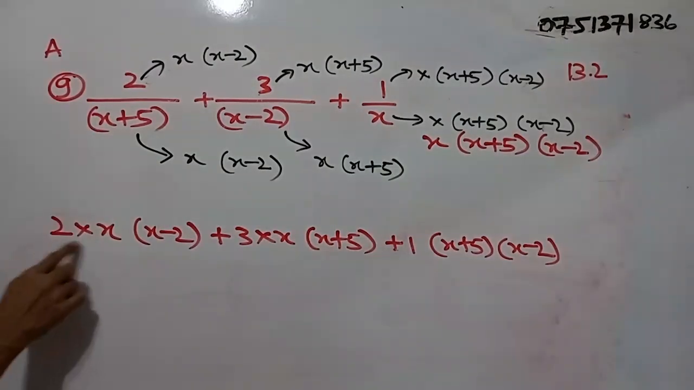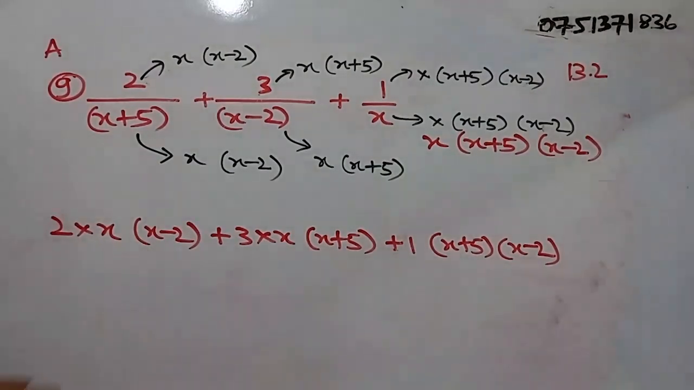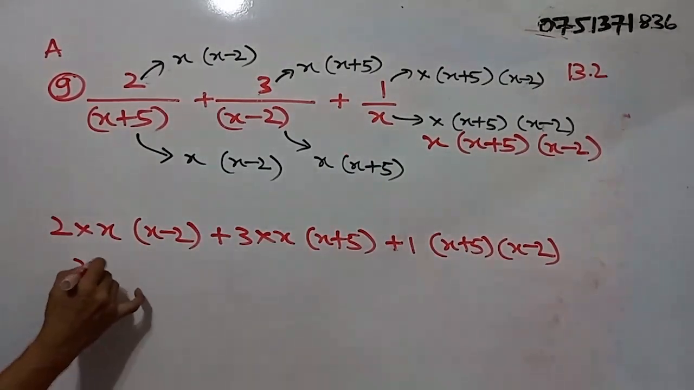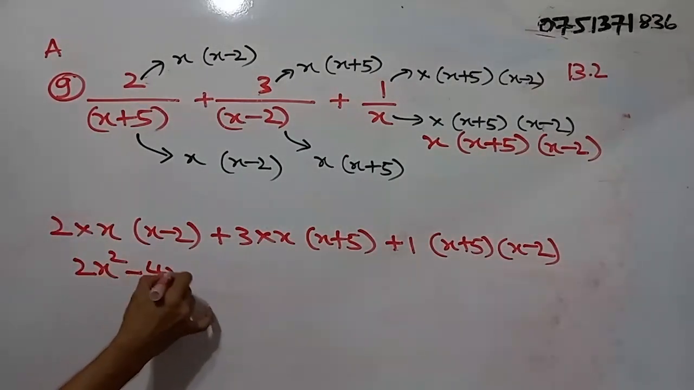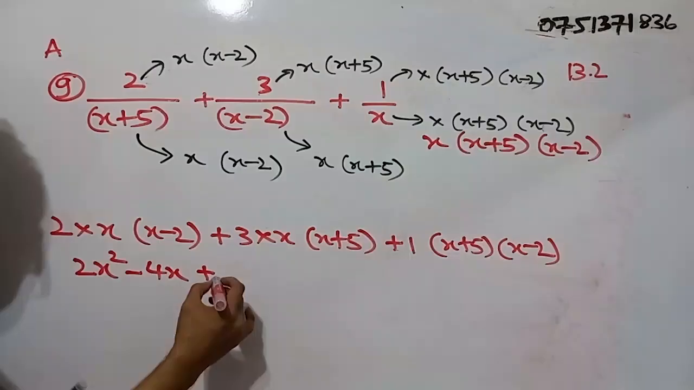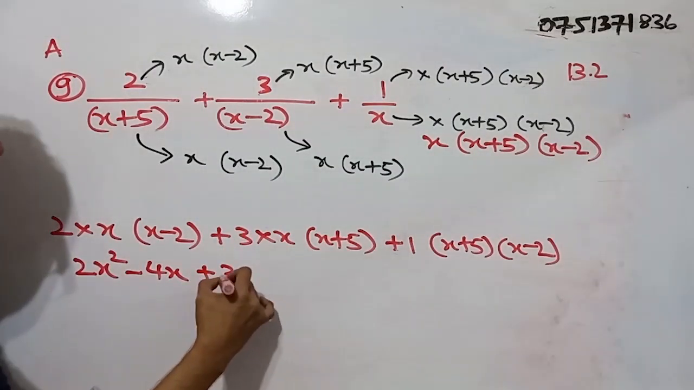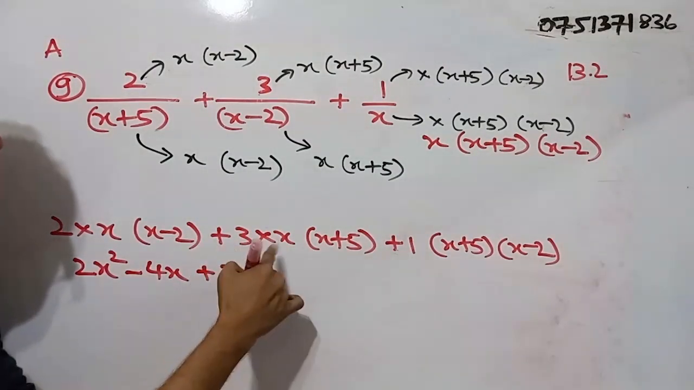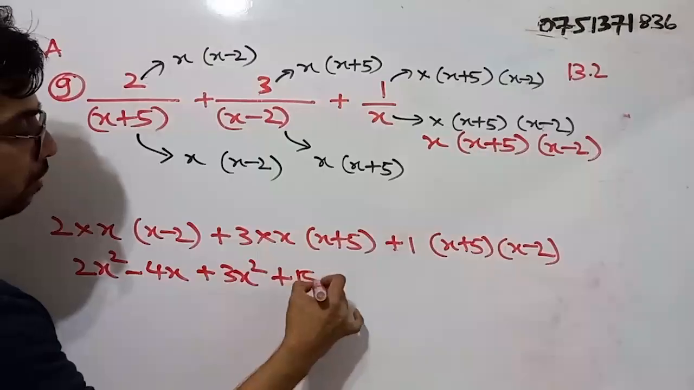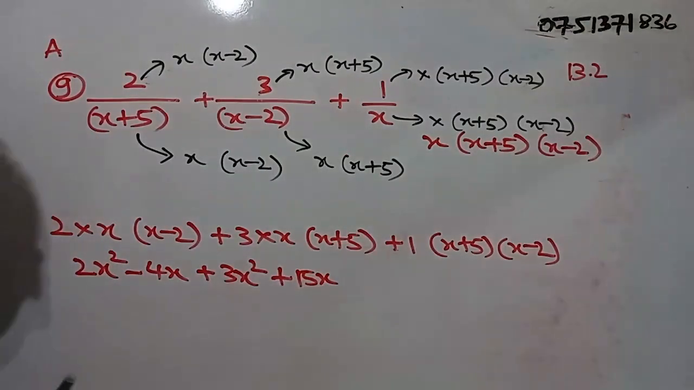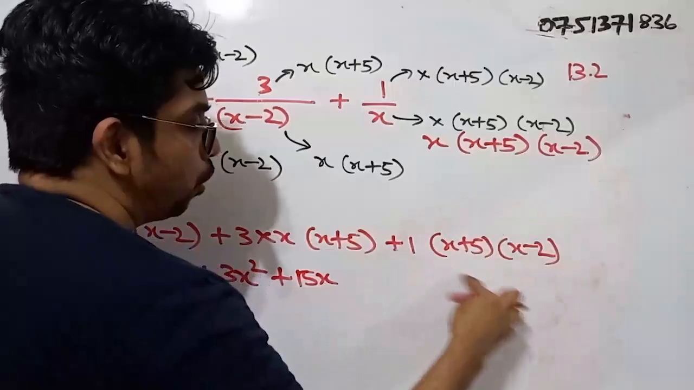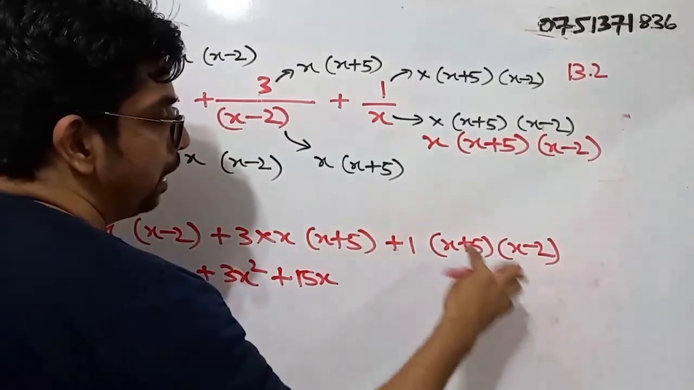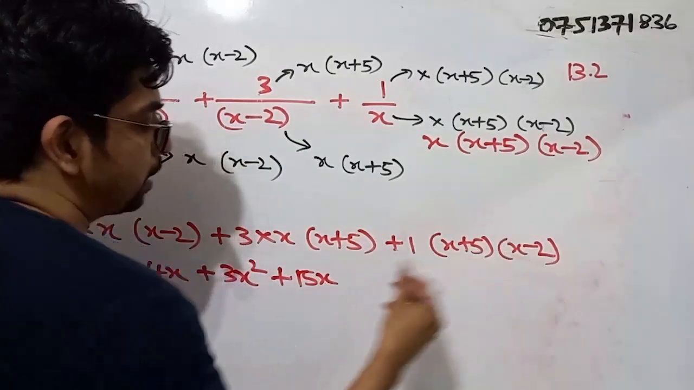Okay, so 2 into x, 2x. 2x into x, it will be 2x squared. 2x into 2, it will be minus 4x. Plus 3x into x, it will be 3x squared. 3x into 5, it will be 15x. Okay, right. So here we have what? Binomial expression. So we have to simplify it. X into x, it will be x squared.